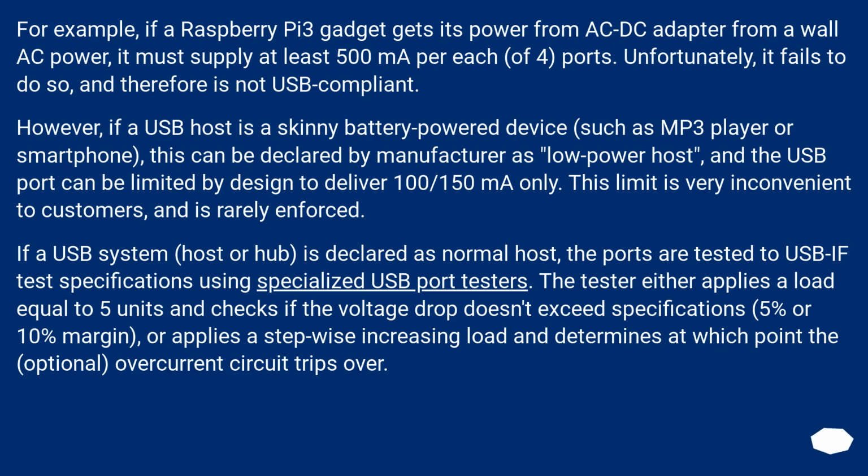For example, if a Raspberry Pi 3 gadget gets its power from an AC-DC adapter from a wall AC power, it must supply at least 500 mA per each of its 4 ports. Unfortunately, it fails to do so, and therefore is not USB compliant.